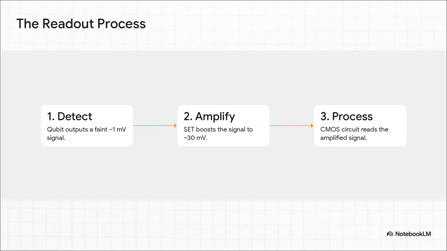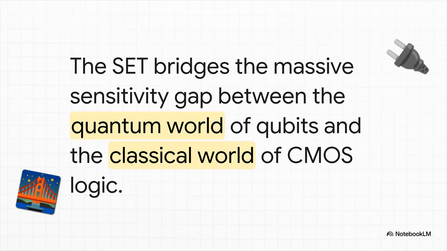And that extreme sensitivity is exactly what makes it the perfect sensor for reading the faint energy state of a qubit. So the whole readout process is actually pretty simple, but it's really elegant. First, the qubit gives you its result, that tiny 1 millivolt signal that tells you its final quantum state. Next, the SET detects this tiny change and amplifies the signal by about 30 times, boosting it up to around 30 millivolts. And finally, that amplified signal is now strong enough for our cryo-CMOS logic to reliably see it and say, okay, that's a 1 or that's a 0. So if you want to boil it down to one sentence, the SET is the critical translator. It bridges this massive sensitivity gap between the quantum world, where info is held in the state of a single particle, and the classical world of voltages and currents that our good old CMOS circuits can actually understand.